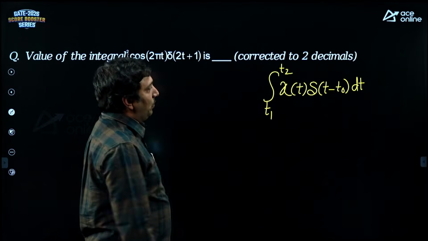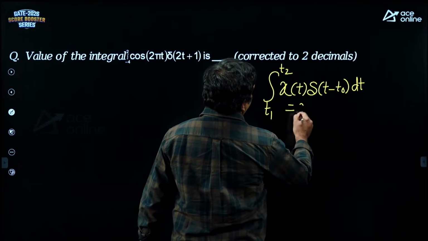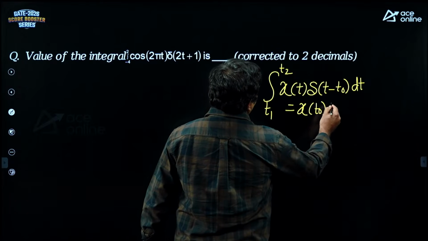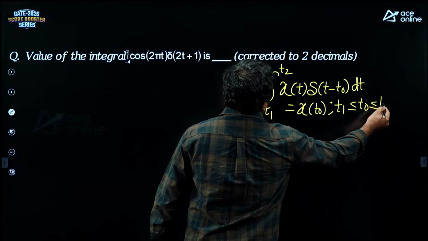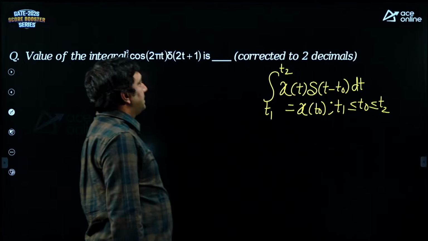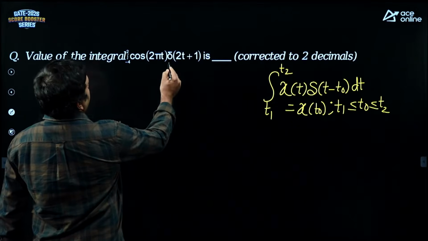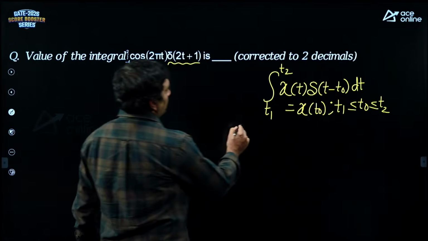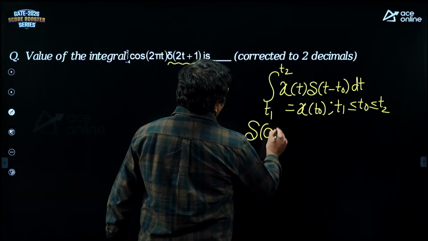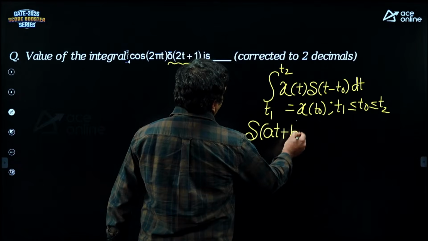Integral t1 to t2 x of t into del of t minus t naught means x of t naught. Shift should lie within the limits, but this impulse is not in normal form, it is in scaled form. So, we need another property of impulse.